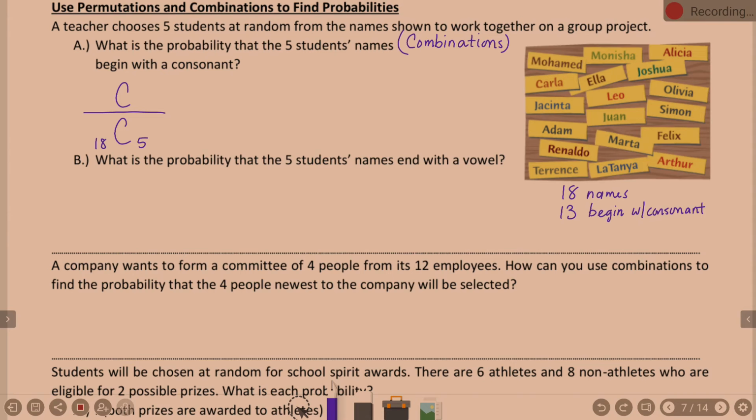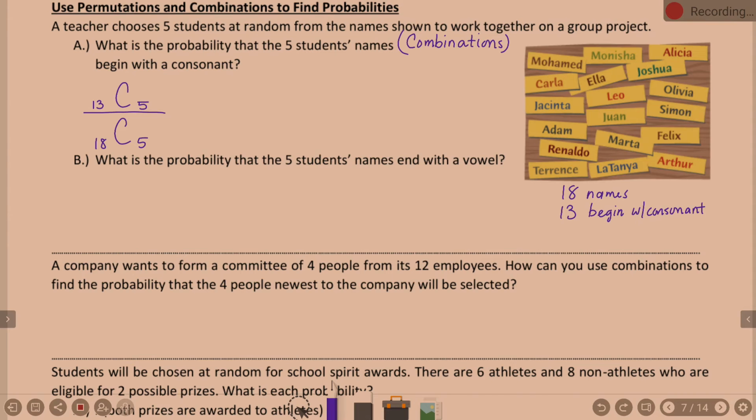Now, the top. What is the group of interest here? What is the favorable outcome? We're looking for groups where they begin with a consonant. So we're still picking groups of 5, but this time we're only picking from the 13. So 13C5. On top, it's groups that only have 5 people beginning with consonants. The denominator is everybody. Put these numbers in your calculator.